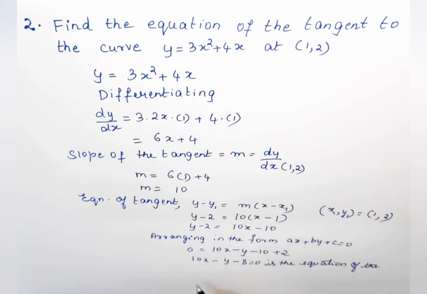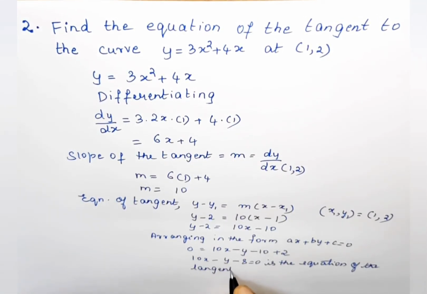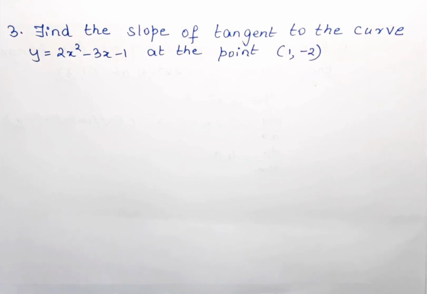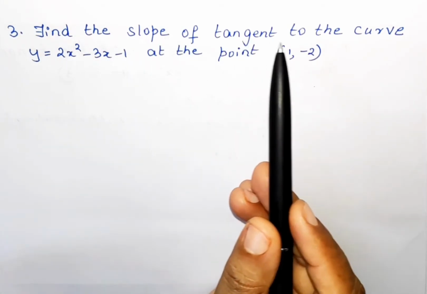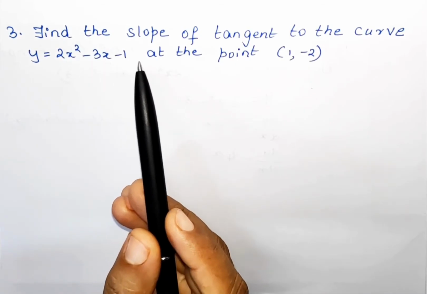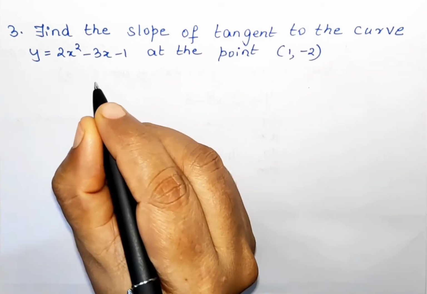Hence, we have solved question number 2. To find the equation of the tangent, the formula that we use is y minus y1 is equal to m into x minus x1. Now, let us solve question number 3. Find the slope of the tangent to the curve y is equal to 2x square minus 3x minus 1 at the point 1 comma minus 2.